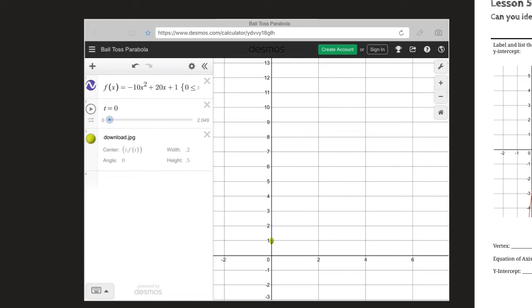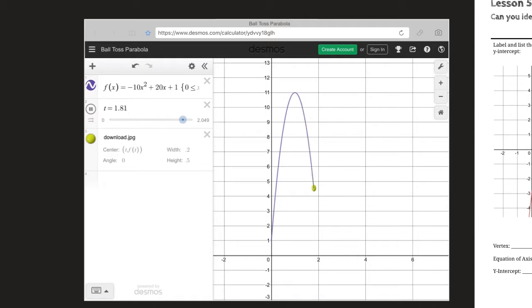So we know if we toss a ball in the air, it's going to follow a path something like that. And we know that this shape is called a parabola. We can model a parabola with a quadratic equation, and that's the exact equation you can see right here. So in this case, the equation is negative 10x squared plus 20x plus 1. Don't worry about this stuff over here.